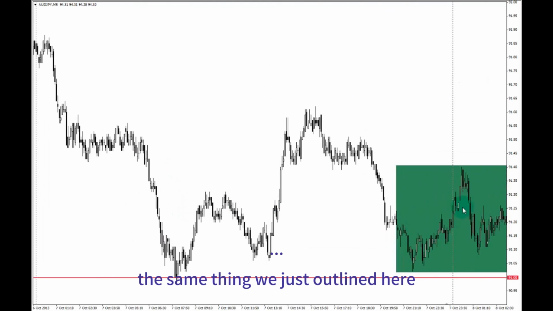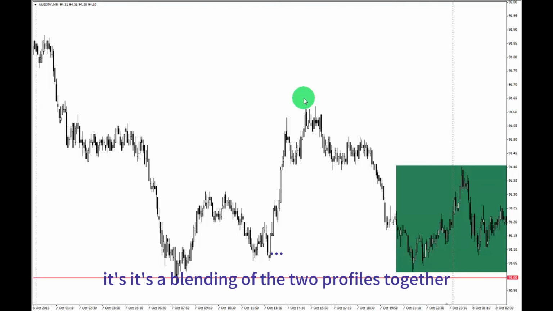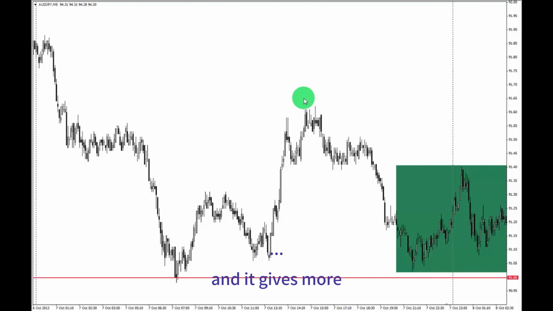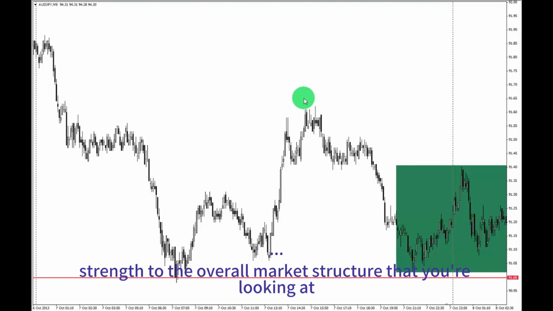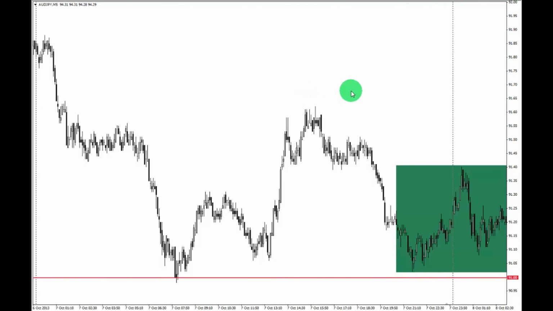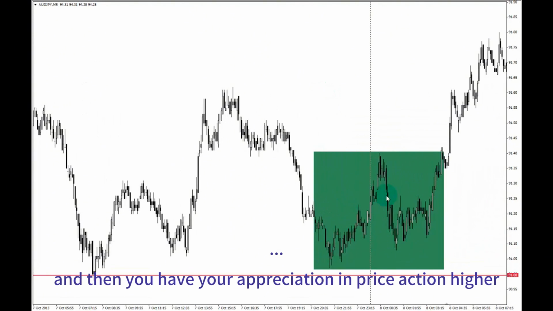The same thing we just outlined here with this buy profile is seen here. You see what I'm showing you? It's a blending of the two profiles together. It's finding a pattern within another pattern, okay, and overall it just adds more clarity and it gives more strength to the overall market structure that you're looking at. And there you have your appreciation in price action higher.